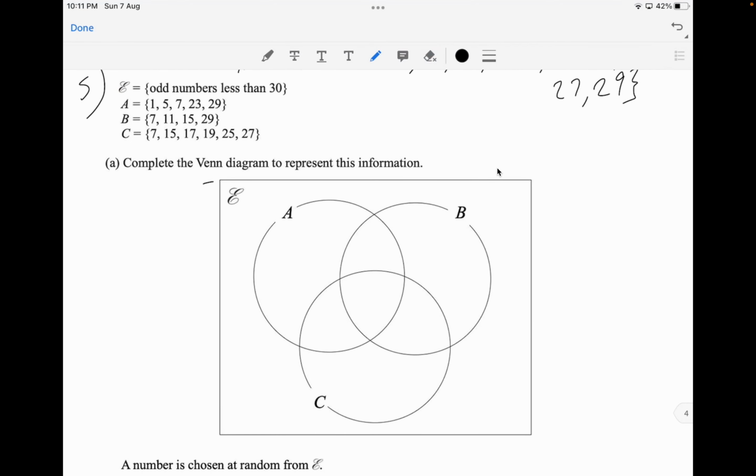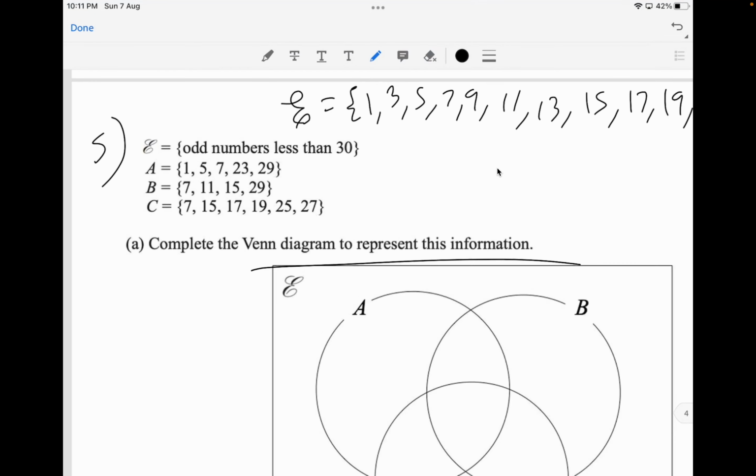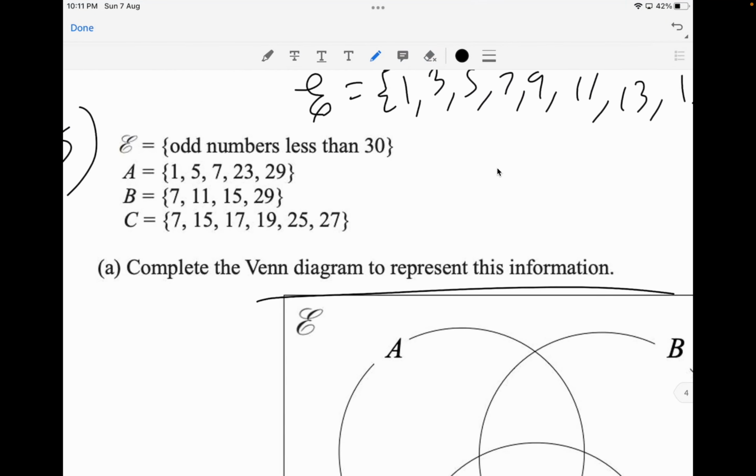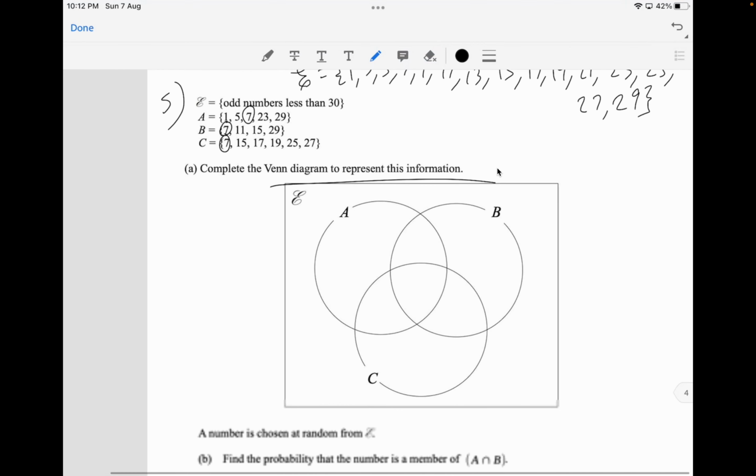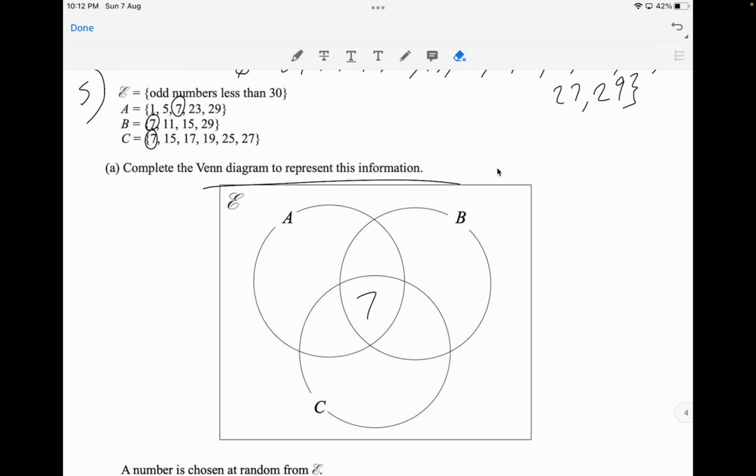Now you have to complete the Venn diagram to represent this information. Let's see what's in the intersection between A, B, and C. What's in between them all? If you look closely at the question, you can see that 7 is common in all of them. 29 is not in common with all of them. Actually, it's only 7. So I'm going to write down 7 there. Once you do that, you're going to cross out 7 from all 3 sets.